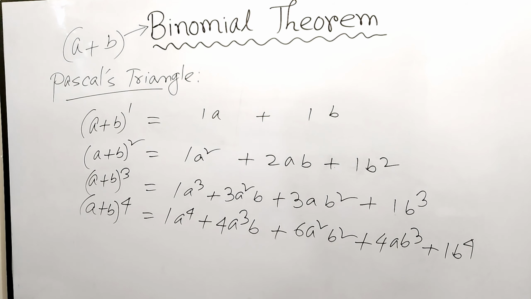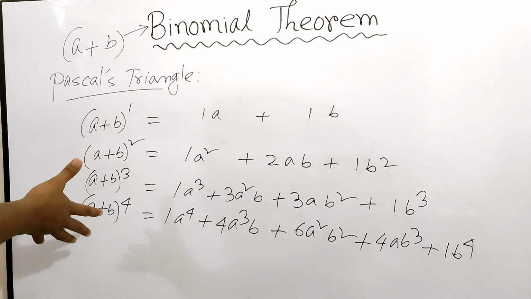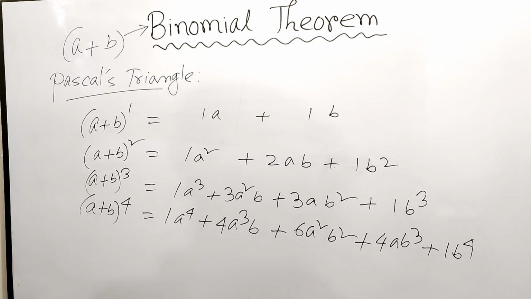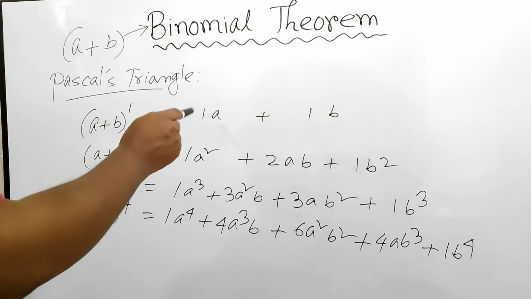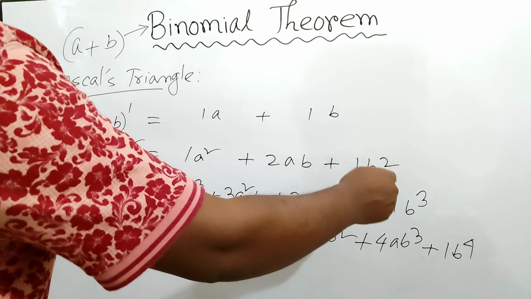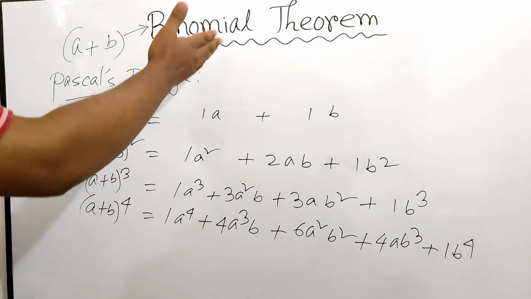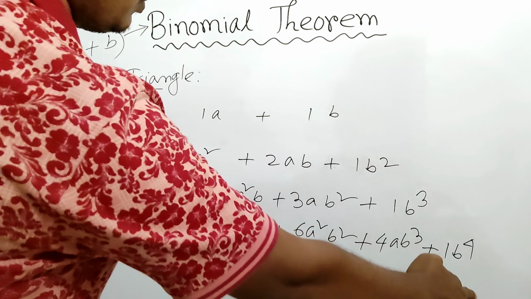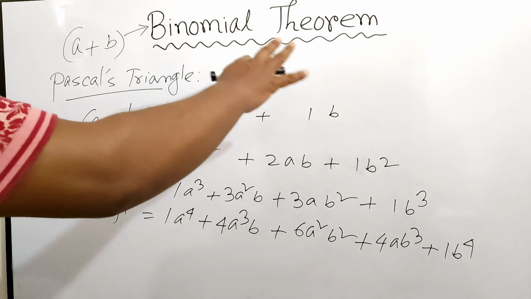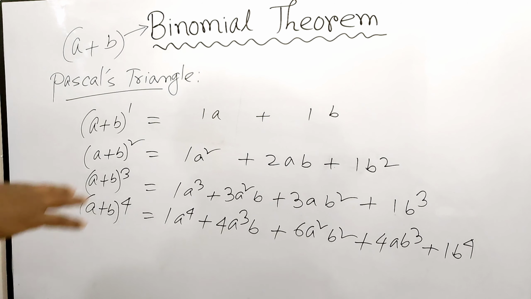Okay, these are the expansions of (a + b) up to power 4. Now if you look at the first and last terms, the coefficient of the first and last term of each expansion is 1. So this is 1 and this is also 1. And all the other coefficients follow a pattern.